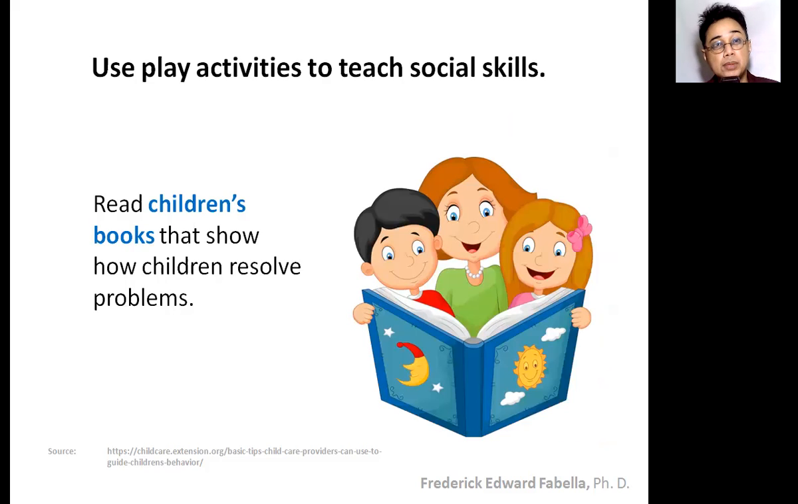Read children's books that show how children resolve problems. Okay, so stories are very important because the main character, usually, if you choose the right story, will exemplify good behavior in the story, especially when it's a heroic story.